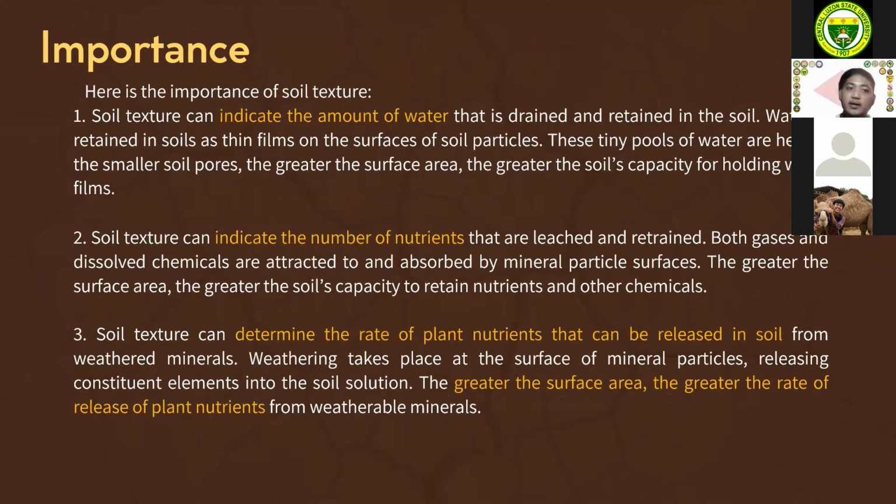Then here is the importance of soil texture. First is it indicates the amount of water. So ito na yung parang role ng soil texture sa other properties and also sa plants. Soil texture can indicate the amount of water that is drained and retained in the soil. Water is retained in soil as thin films on the surface of soil particles. The tiny pools of water are held in the smaller soil pores. The greater the surface area, the greater the soil's capacity for holding water films.